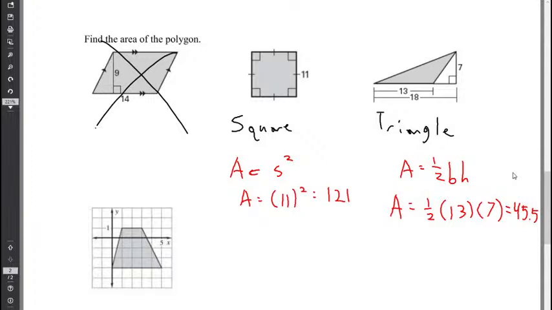Take a minute to check those, see if you have any questions. Didn't ask for perimeter, just for area. By the way, if we put units on this, this should all be in units squared. Units squared for area.